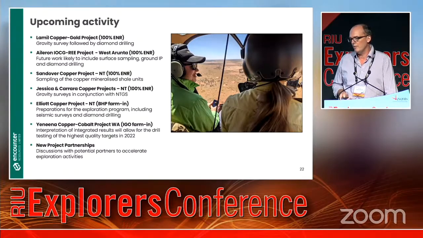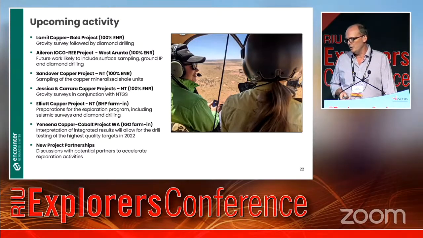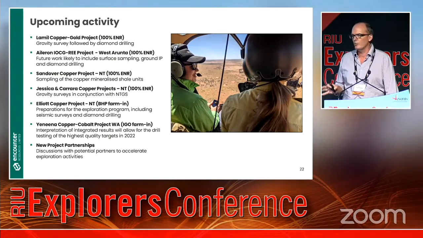Jessica and Carrara, we've got a gravity survey in conjunction with the Northern Territory Geological Survey that's going to finish off in the first part of this year. BHP is going to kick off their exploration at Elliott. And IGO's got a lot of work planned in the Patterson Province, and we're ongoing. We look at all of our projects at various gating points. We make decisions as to whether to partner or do it 100%.